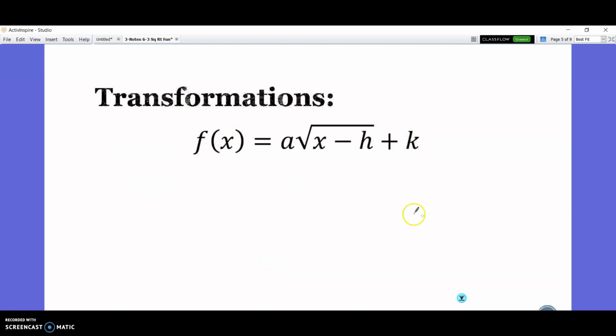So this goes back to transformations where a, h, and k, remember that they do the same thing that they have always done. So for your a, if a is negative, that's a reflection over the x-axis.